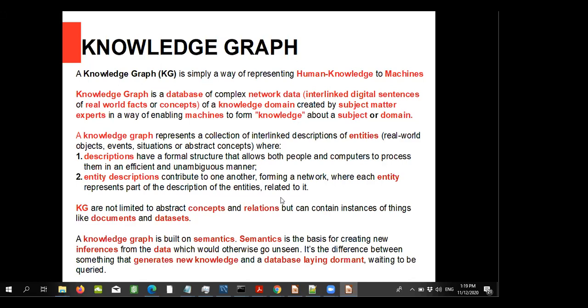Knowledge graphs are not limited to abstract concepts and relations, but can contain instances of things like documents and data sets, okay? A knowledge graph is built on semantics, meaning. So you cannot just throw data. You see what we do sometimes in deep learning, when we are trying to know whether it's a cat, the algorithm doesn't even know it's a cat. It doesn't even know what type of cat it is. We're just giving it vectors: if it's this, then it is this, but it doesn't know. You understand? That's where semantics comes in.